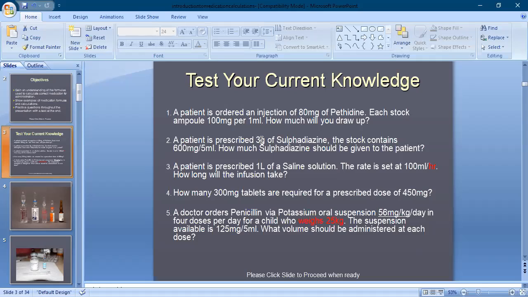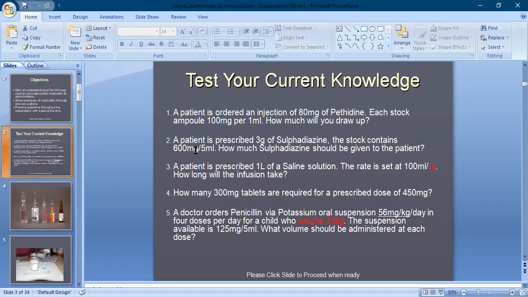5 multiplied by 5, because 5 is the volume. So it is 25. How much sulfazidine should be given to the patient? 25 milligram. So I said conversion is the first step. Always, when we have to calculate, all of the numbers should be in the same unit.